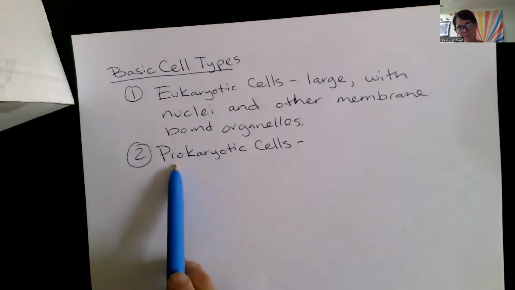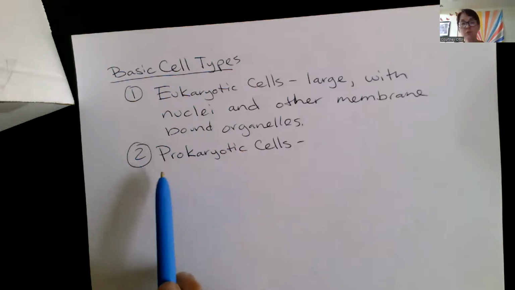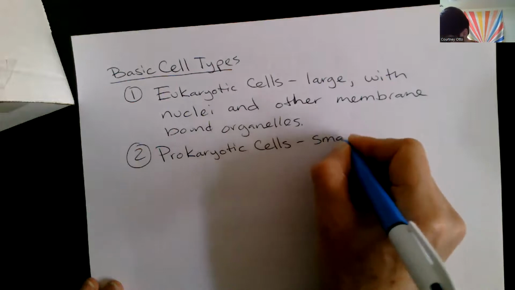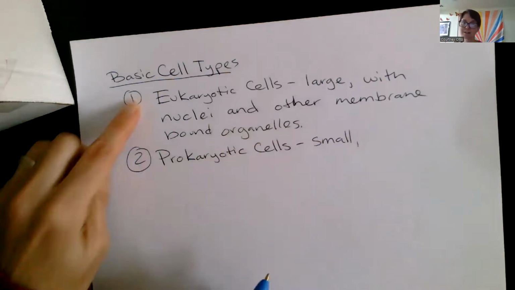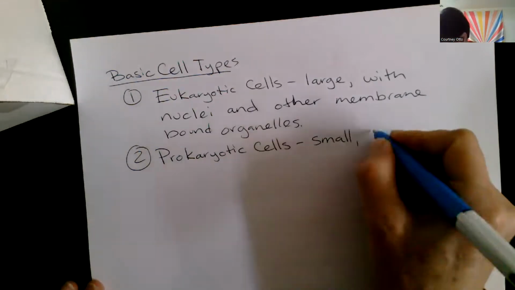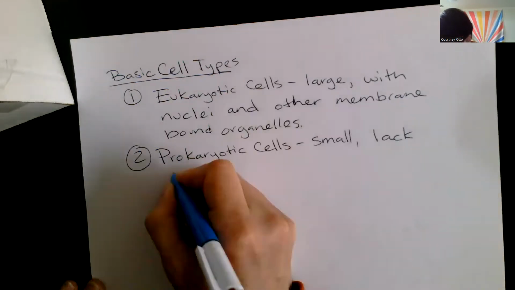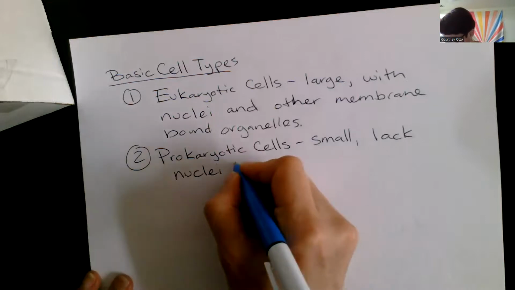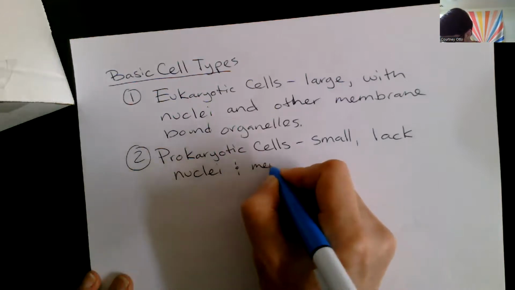Pro means before, right? Before the karyon, before the nucleus. And so the hallmark of these prokaryotic cells is they're going to be smaller in comparison to eukaryotic cells, and they're going to lack nuclei. They're not going to have nuclei. Their DNA is going to be inside the cytoplasm, but it's not going to be packaged into a nucleus the way it is in plant cells. And they're just not going to have nuclei and those other membrane-bound organelles.